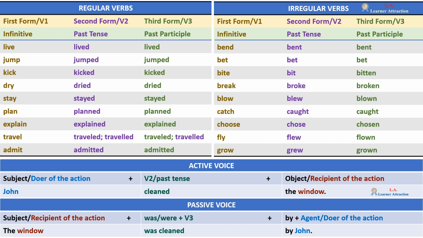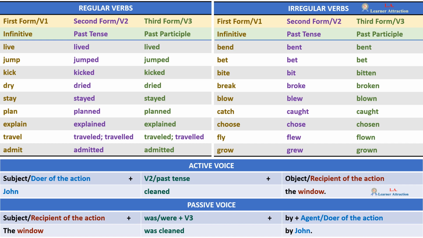Bet, bet, bet. Bite, bit, bitten. Break, broke, broken. Blow, blew, blown. Catch, caught, caught. Choose, chose, chosen. Fly, flew, flown. Grow, grew, grown.